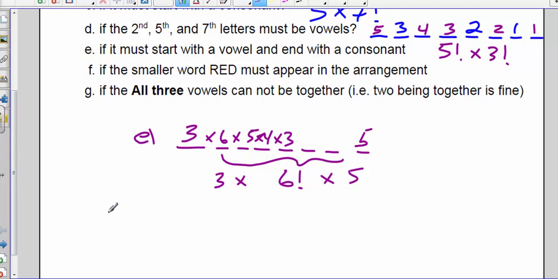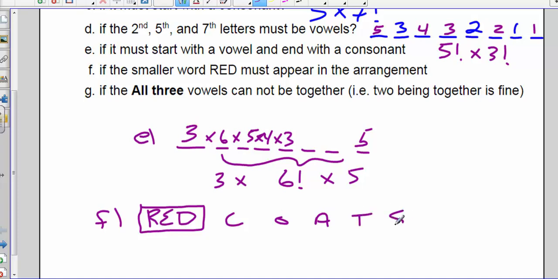And I will go ahead and finish these ones up, and then we'll try a couple from 2 and 3. If the smaller word red must appear in the arrangement. Okay, so that's a nice one. Essentially what we do then is we think of red as a block. It's no longer 3 different letters, it's a word. It's taking up the spot of 3 letters, but it's taking them up all together. And so basically then, I've got red, and I've got C, O, A, T, and S.